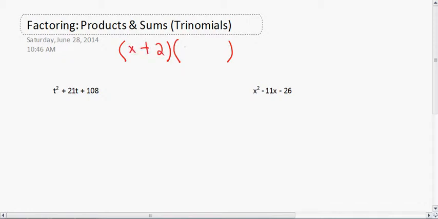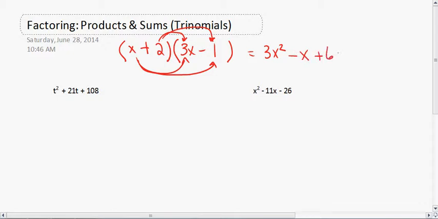X plus 2 times 3x minus 1, where you'd have to multiply first terms and outside terms together, inside terms and last terms together to come up with an answer. X times 3x is 3x squared. X times negative 1 is negative x. 2 times 3x is a positive 6x. And 2 times negative 1 is negative 2. Combine like terms, I end up with 3x squared plus 5x minus 2.